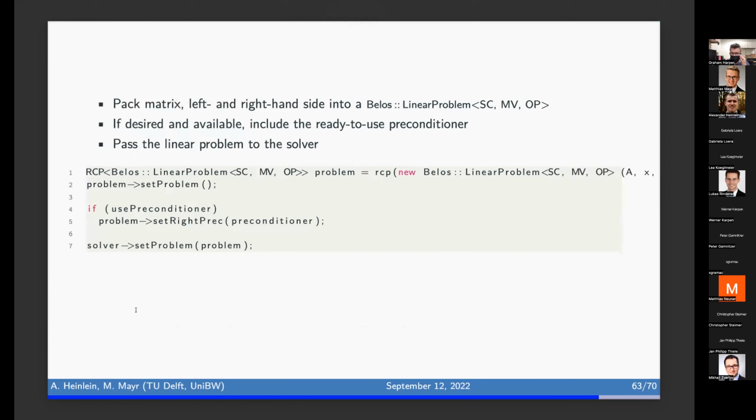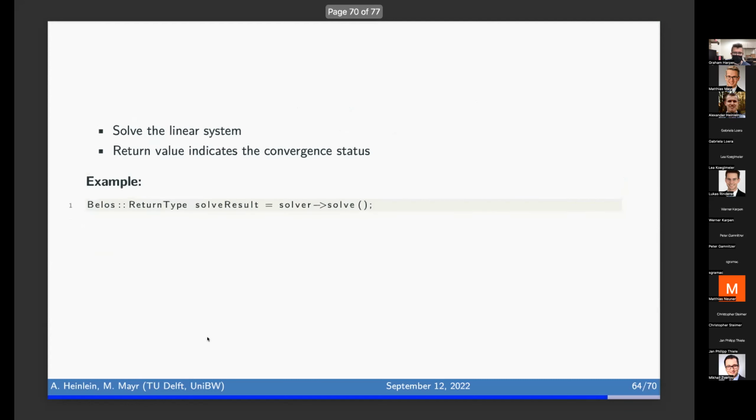Again, if you want to then use a preconditioner with your problem, you can also do that by passing in something called set right preconditioner to your linear problem. And once you do that, you can then tell the solver that you want to set the problem, or to finalize the problem that you're looking at. Of course, this also supports left preconditioning if you want to do left preconditioning. But really the important thing is that if you want to solve the linear system after you've set everything up, the last thing you do is you just tell the solver to solve. And what it does is it returns a solve result. It'll tell you if it converged or if it did not converge.